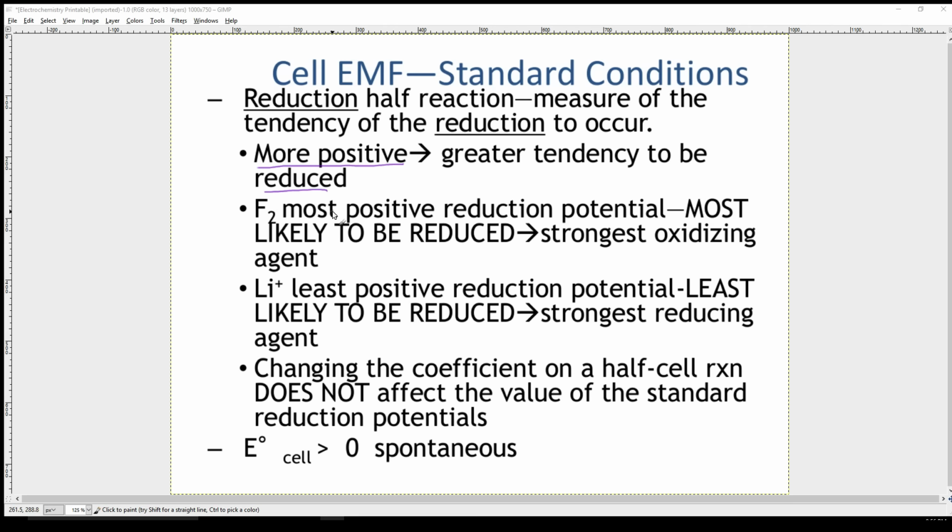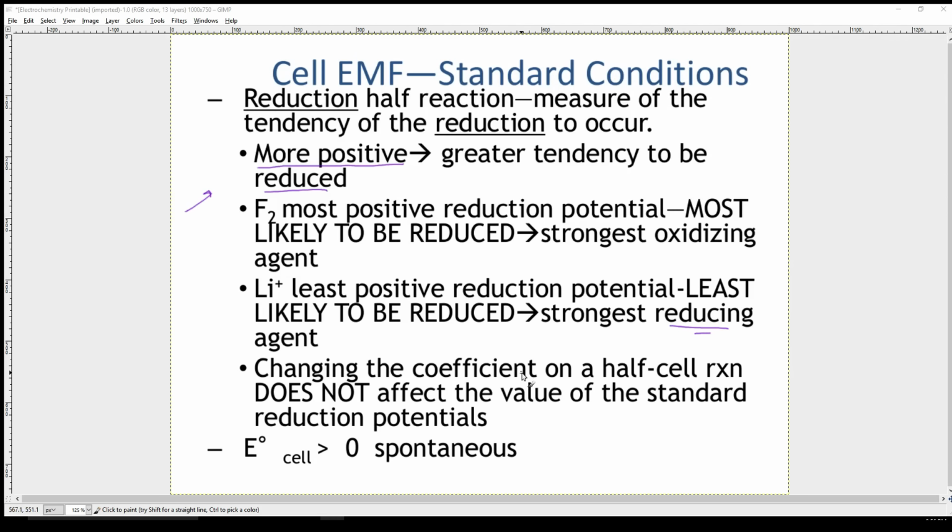Fluorine, F2, has the most positive reduction potential. It'll be at the top of your chart. It is the most likely substance to be reduced. It is the strongest oxidizing agent. If you remember on your periodic table, fluorine's on the top right. It really, really wants those electrons really badly because it's so close to being like a noble gas. And then lithium actually has the lowest reduction potential. So it's the least likely to be reduced. It's the strongest reducing agent.